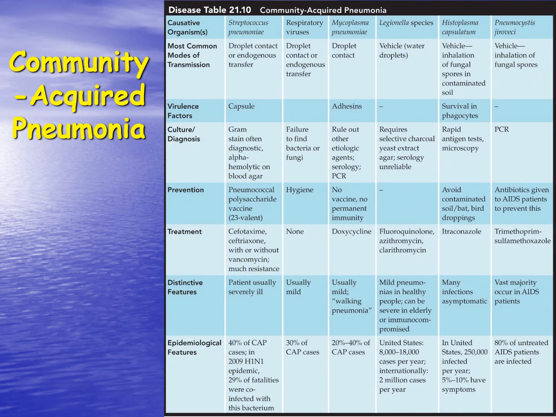So out of chapter 21, this actually just compares the community-acquired pneumonia. I didn't mention Pneumocystis jirovecii. This is one of our normal microbiome fungi that we see, and typically the only time we see Pneumocystis pneumonia is actually in AIDS patients.